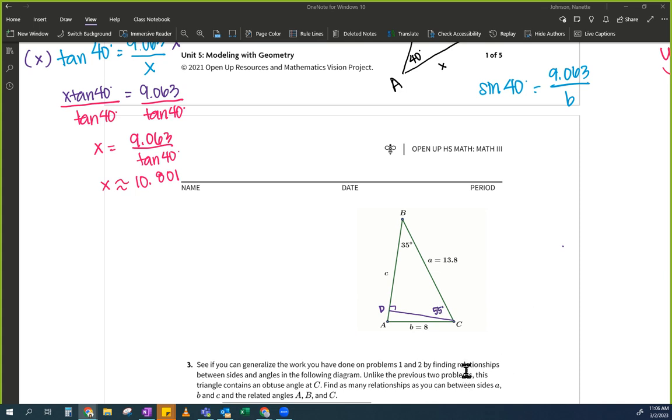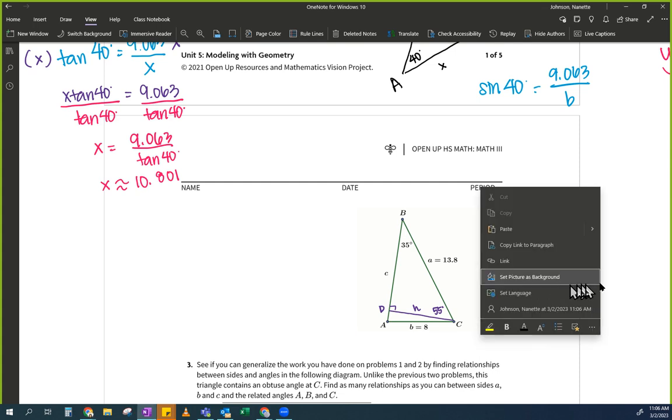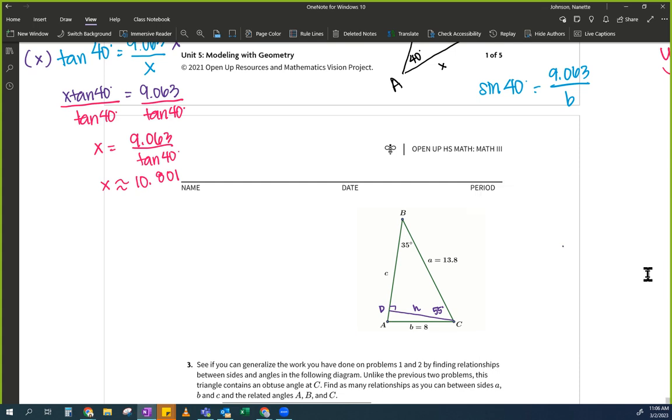Okay, so I think I found all the things without using either the Pythagorean theorem or the trig. So now I'm going to start using Pythagorean theorem or trig. Why can't I use the Pythagorean theorem yet?